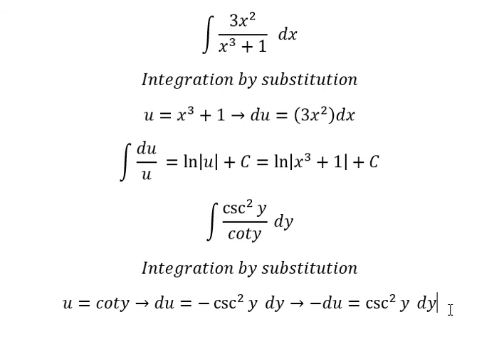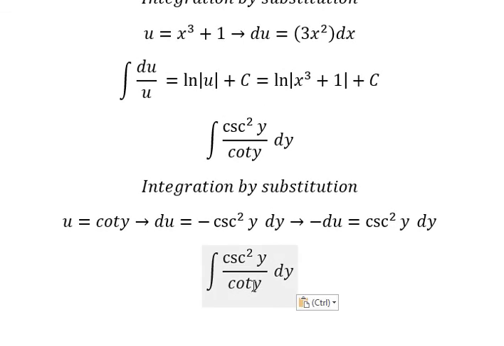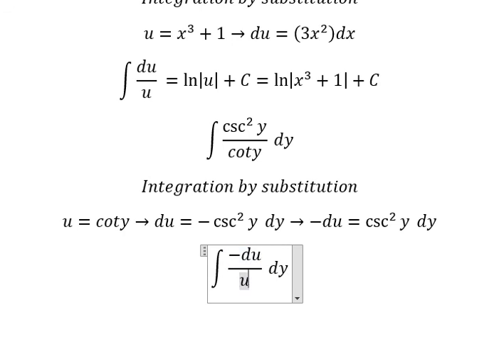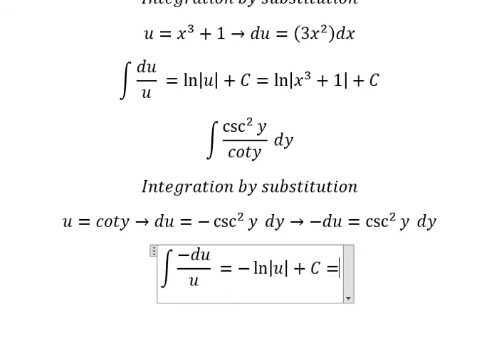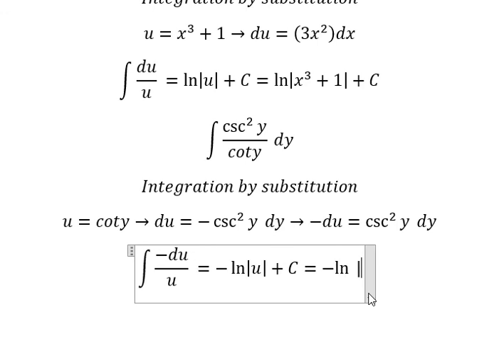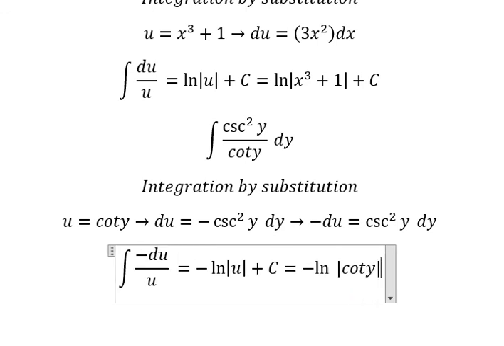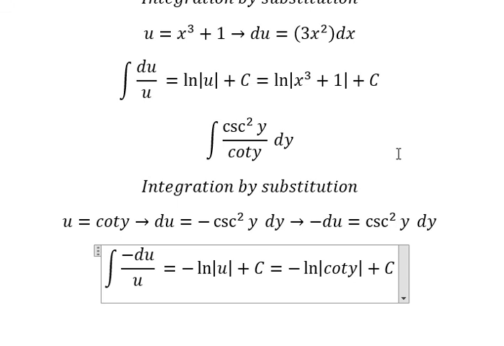So about this one, you got about u cosecant of y squared dy we change by negative du. The integration of this one, you got about negative ln of the absolute value of u, and we put about c. About u, that's about cosine y, and we put about c in here.